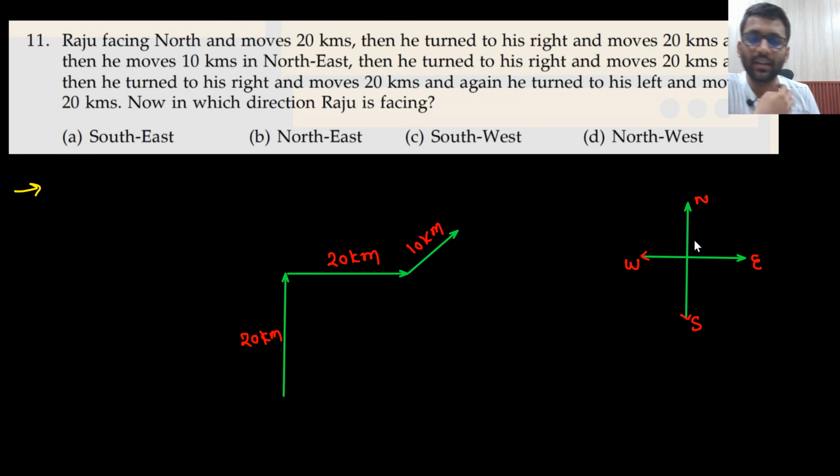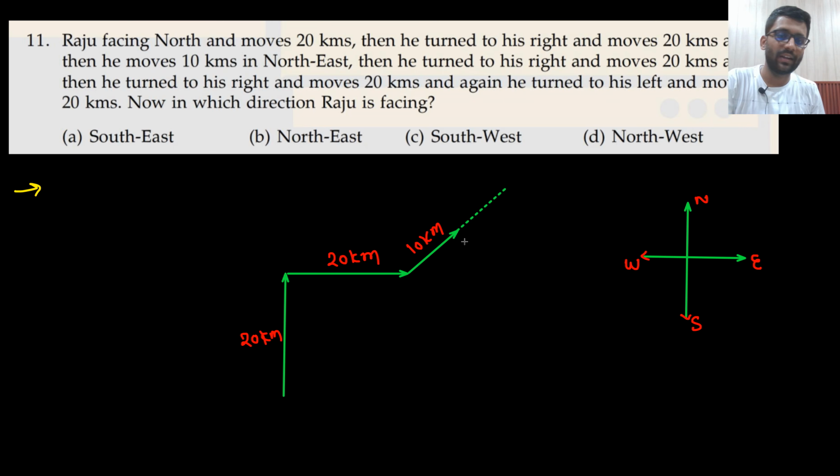Turns to his right. Whenever I said that I am going in north direction and then I turn right, that means I turn 90 degree, no? I am going in north, then I turned right. That means I went here and then turned right. 90 degree I rotated. So similarly, here also he has to move 90 degree only. So he will move 90 degree.